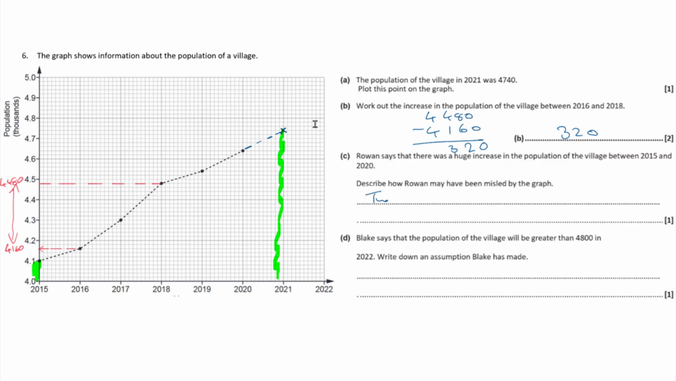So the graph uses an unmarked broken scale starting at 4,000 and not 0.